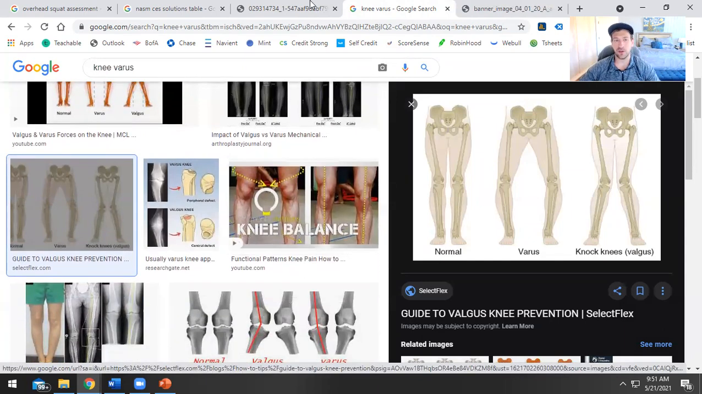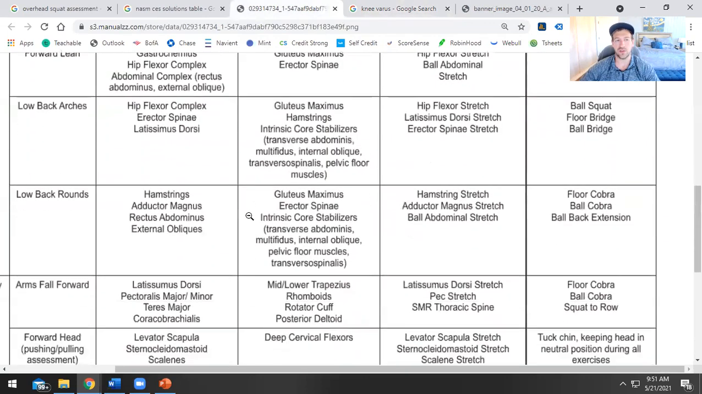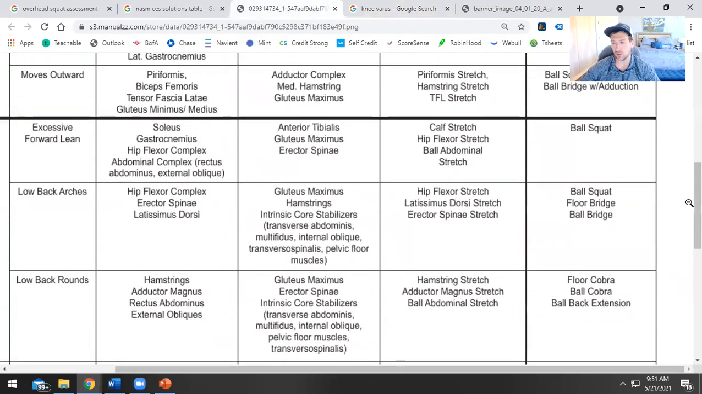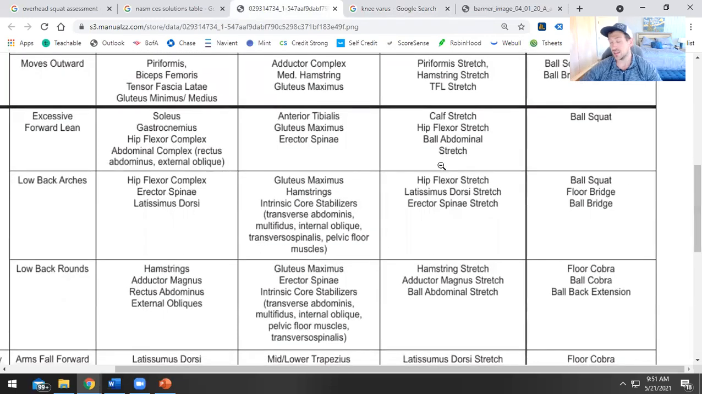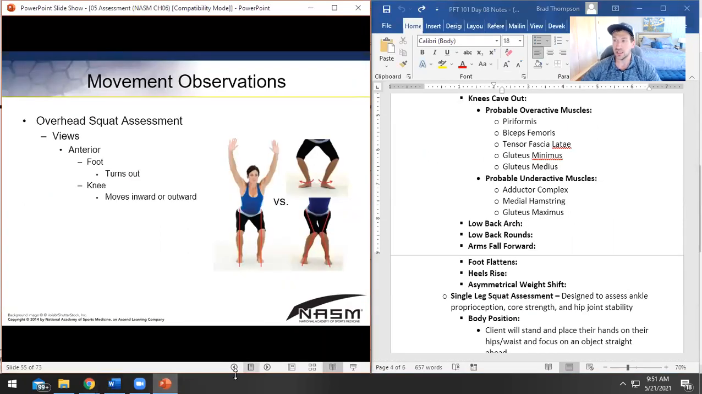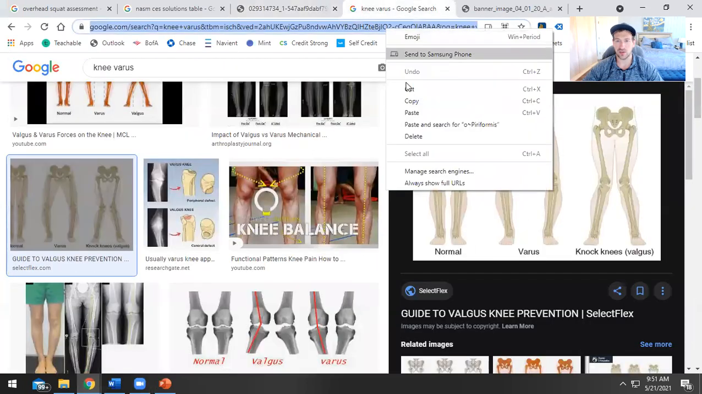This is a problem you're not going to run into very often, guys, but it can happen. So if you've got a client whose knees are caving outward, we need to look at which muscles are causing that. This is not going to be in your regular textbook, but it is something you are going to see in capstone once you get there. So what's causing the knees to bow out like that? Well, one of the muscles that's going to do that is your piriformis.